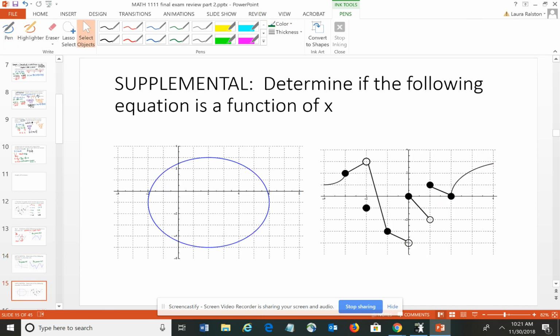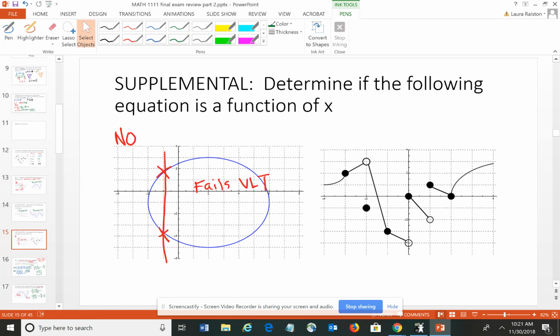Again, doing the same thing, determining if the following equation is a function of x. If you look at the graph on the right, which appears to be more of an ellipse or something similar to a circle, and you think about drawing a vertical line, even if I start way over here on the left side, I notice that I'm going to cross the graph 2 times, which means it fails the vertical line test. If it fails the vertical line test, we have to say, no, it is not a function.